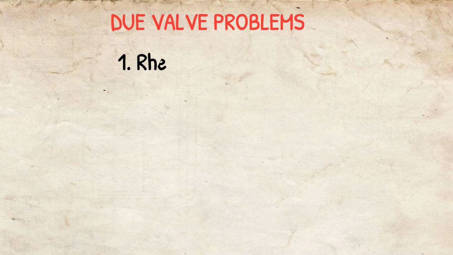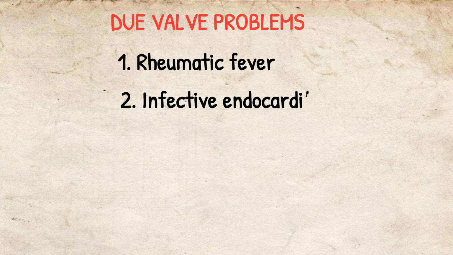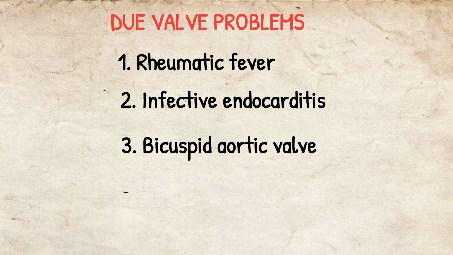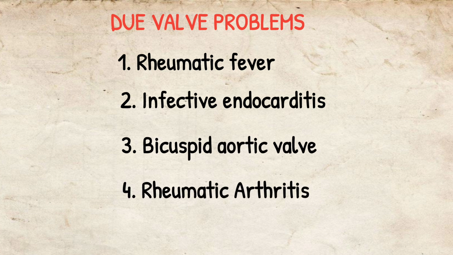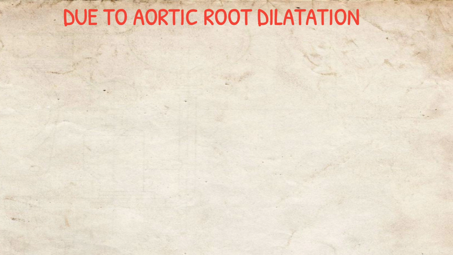So, what could be the causes for AR? It could be due to a valve problem caused by rheumatic fever, infective endocarditis, bicuspid aortic valve, and also rheumatoid arthritis can cause valve problems. Aortic root dilatation can also cause AR.